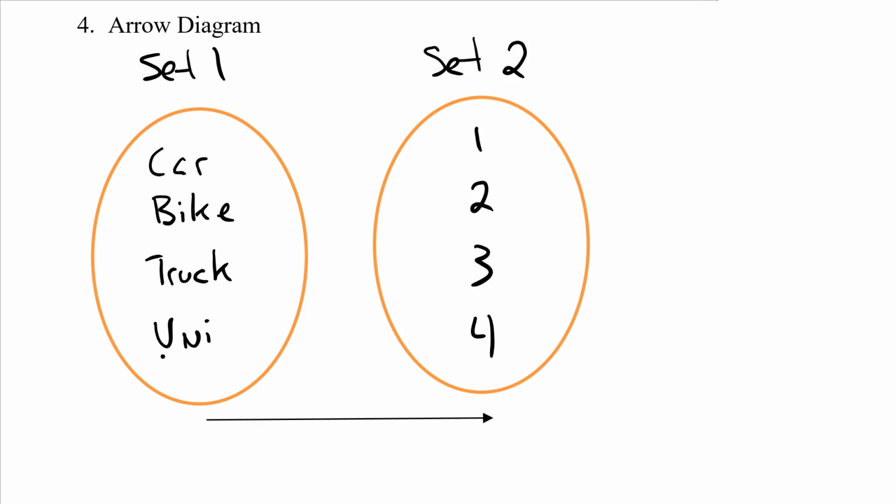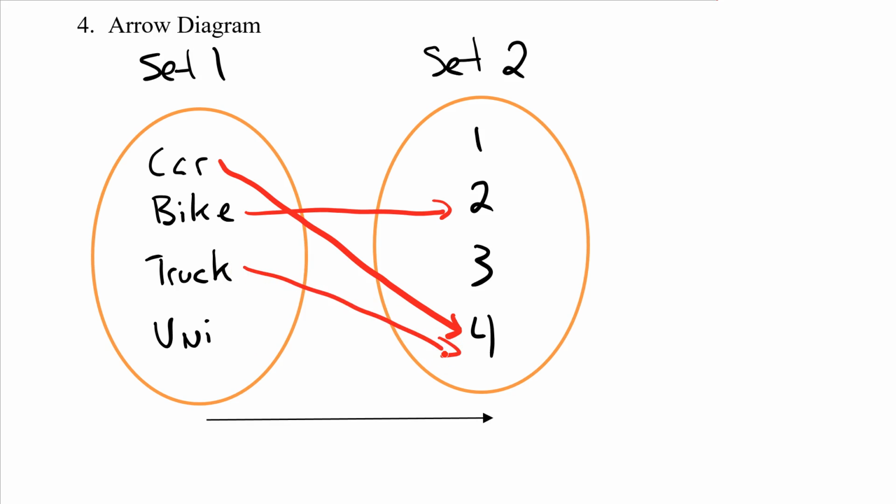Now what you have to do is draw lines that connect the matching elements. So you've got the car, and you've got 4 tires. You've got the bike, and you've got 2 tires. You've got the truck, also going to 4 tires. And you've got the unicycle going up to 1. So in the arrow diagram, you're having to draw arrows that match up set 1 to set 2. One other thing I like about this is that it does show me right away which elements of set 2 are not being used.